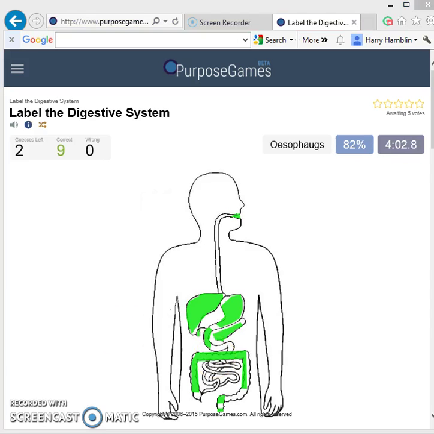The esophagus is here, and the esophagus is a long, thin, muscular tube which connects the throat to the stomach. It forms an important piece of the gastrointestinal tract and functions as the conduit for food and liquids that have been swallowed into the pharynx to reach the stomach.